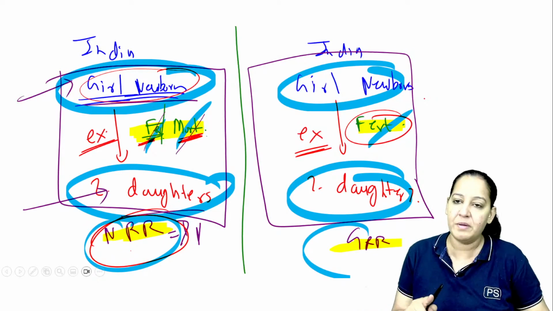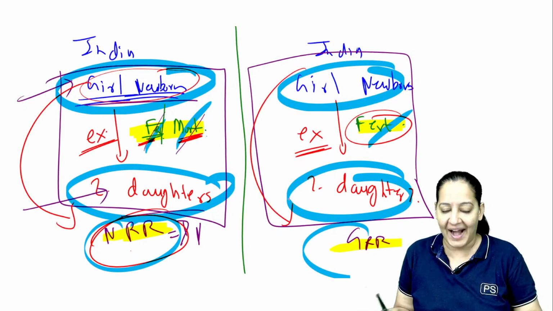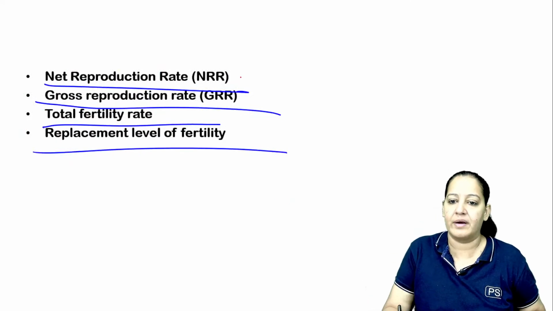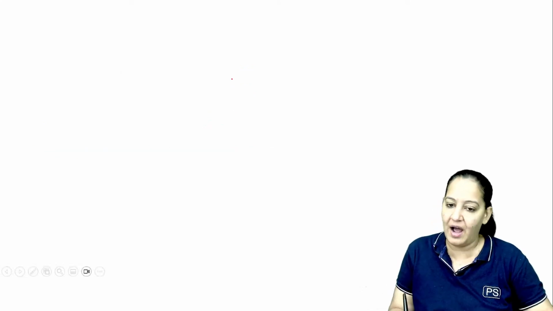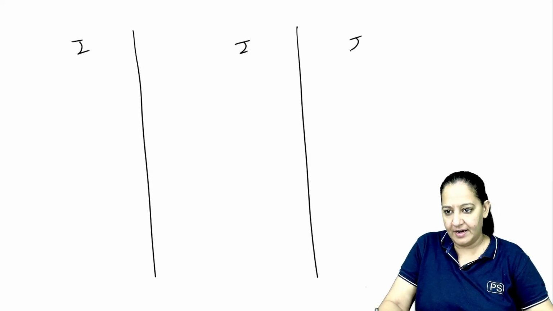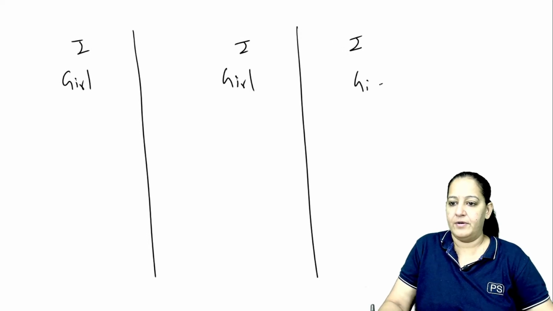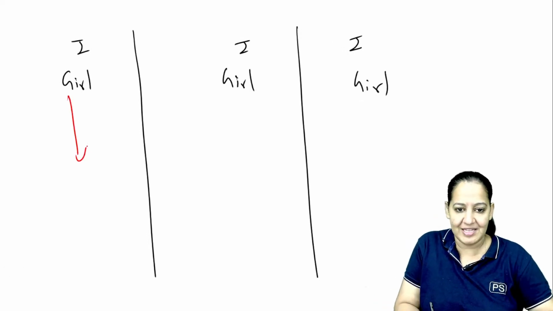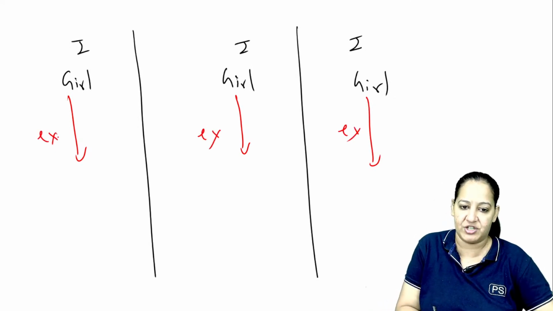We want NRR to be 1. We want GRR to be 1. We want one girl to be replaced by one. Ideally, we want NRR and GRR both 1. So this is NRR, this is GRR. TFR is that only again. So take all 3 together. Again, we are talking about India. Today, a newborn girl is born in India. In future, she is expected, not reality, it is an expectation.